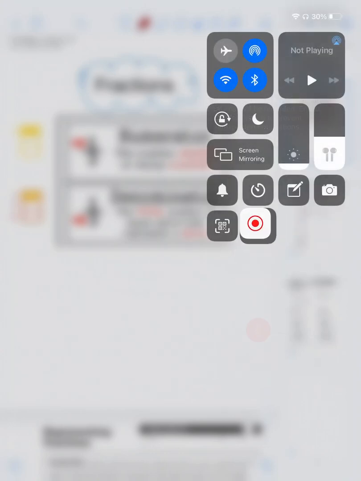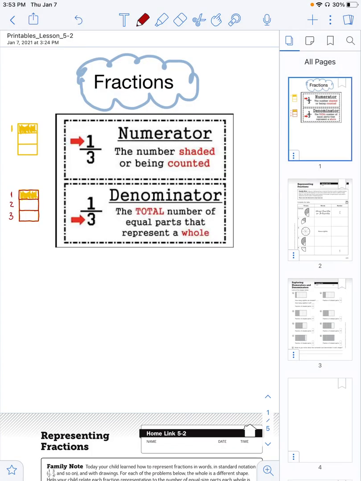Hi, mathematicians. Today you're going to learn two vocabulary words. These words are numerator, which is right here, and denominator, which is right here. Now, what do those words mean? Well, those words are fraction words. They help us describe a fraction.